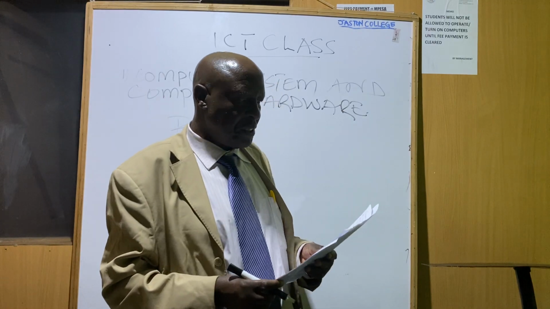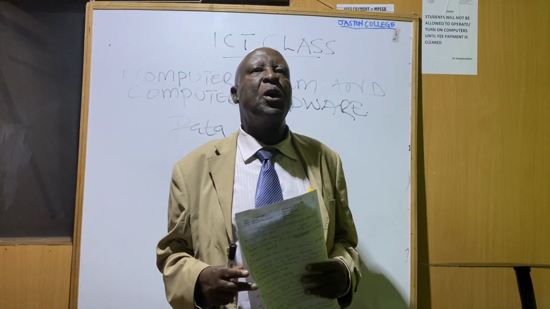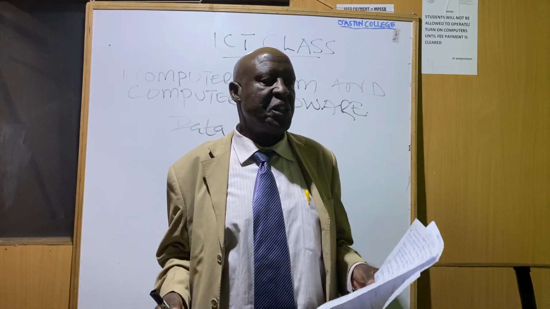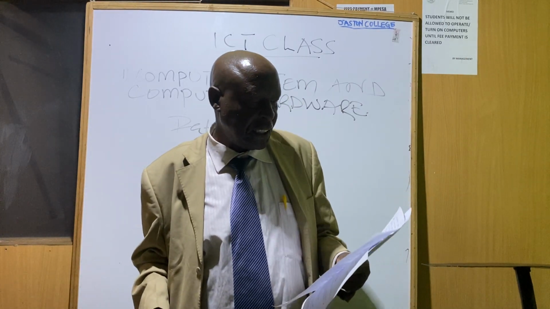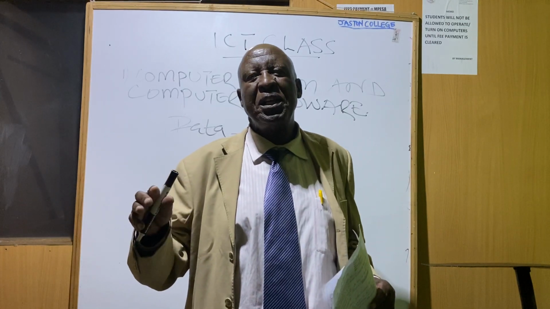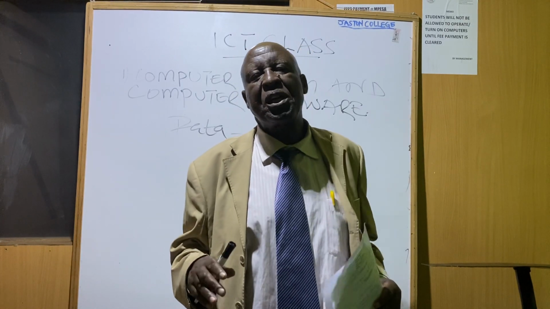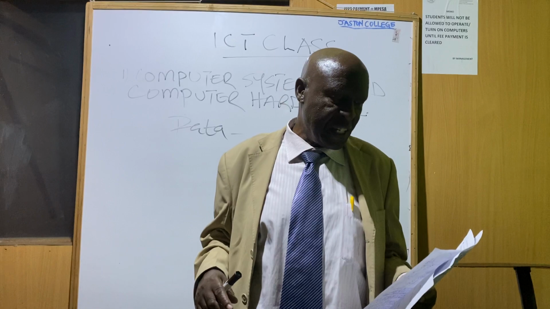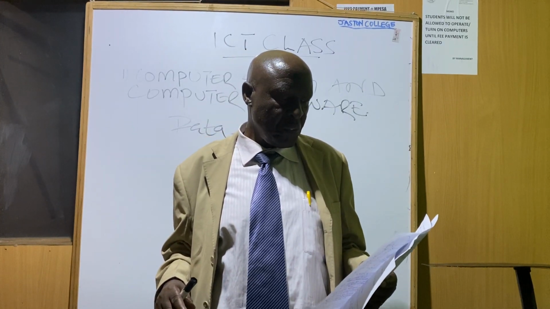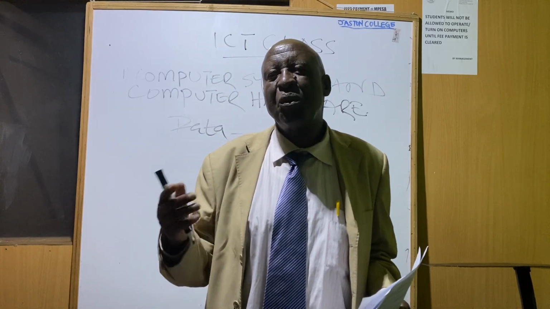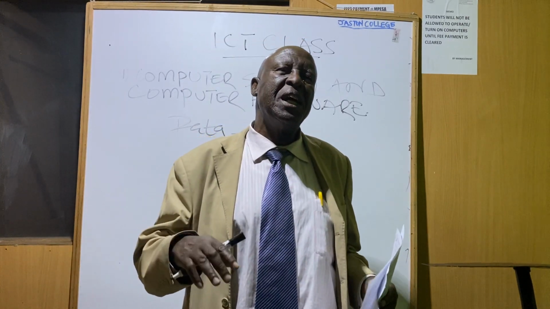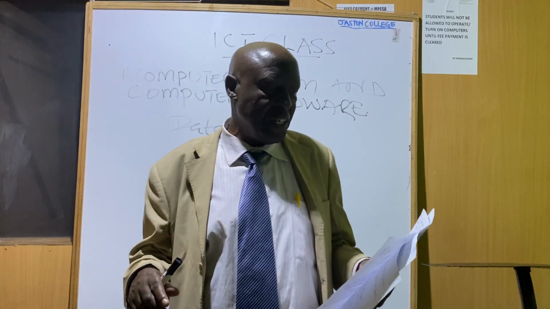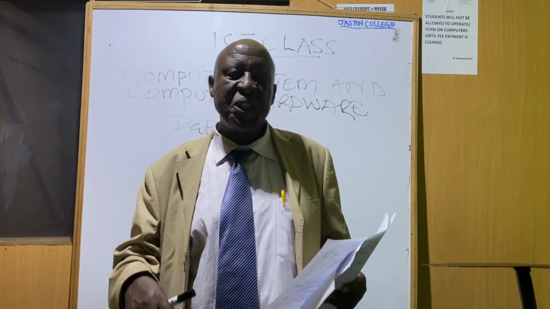We will also look at the output. When we talk of output, the results after processing, what we get is information. You will also try to find out how this information is captured in a computer, and also the device that captures this information. And when we say a computer is an electronic device, it means any device that uses electricity is called an electronic device because it uses electricity.